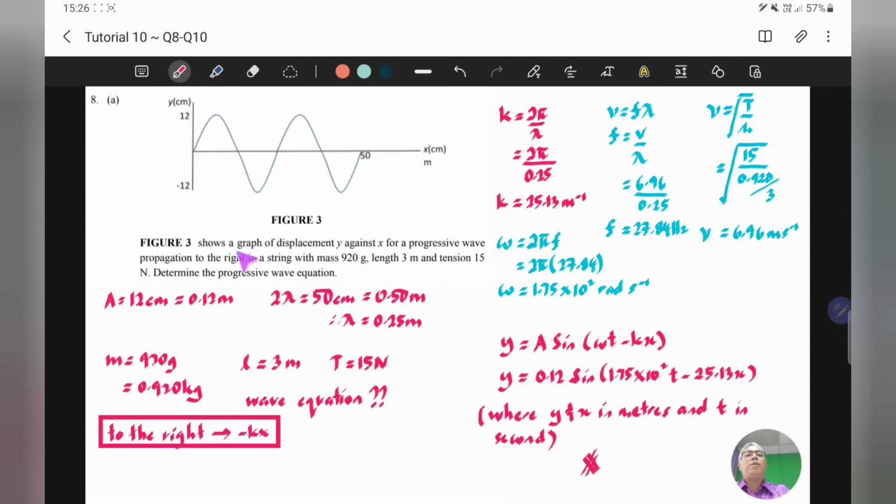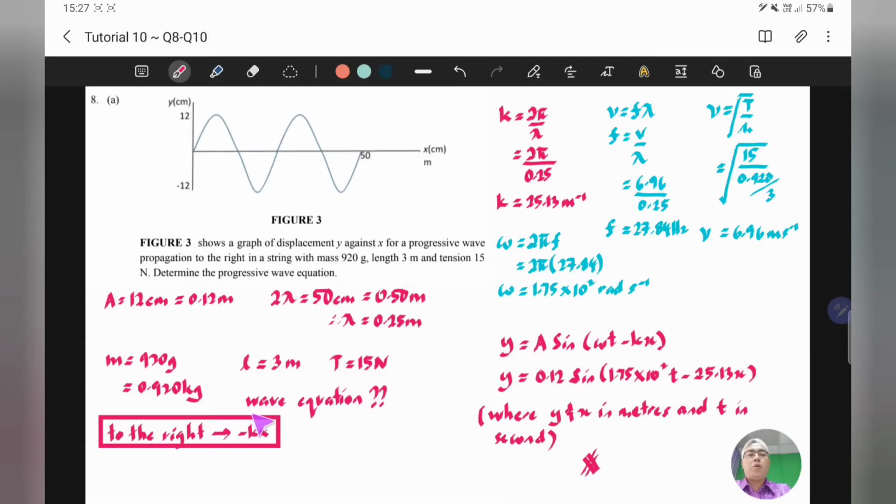The other information given now is, first, the wave propagates to the right, so we know that kx should be negative. And then the mass of the string is 920 gram, so we just convert it to kilogram. This is the mass of the string. And then the length of the string is 3 meters, and the tension exerted on the string is 15 Newton. So the question asks you to determine the progressive wave equation. So what is the wave equation?